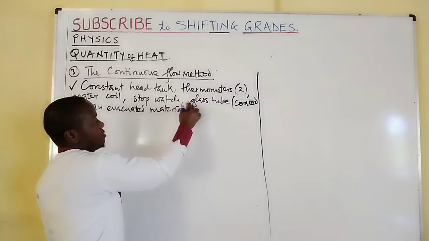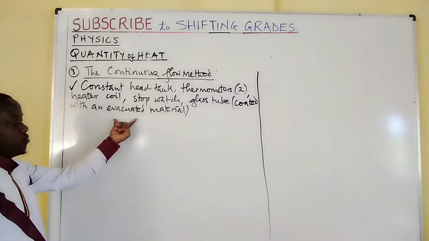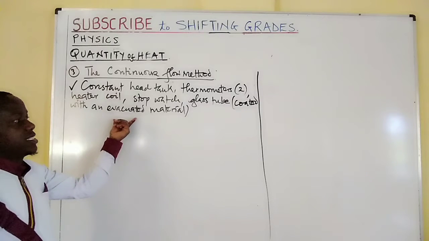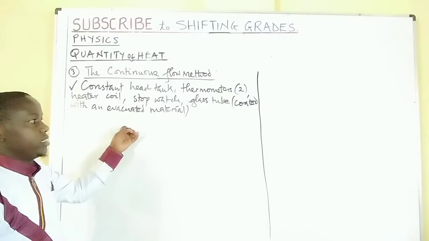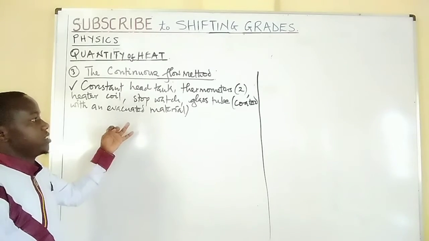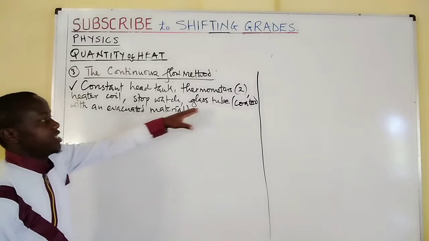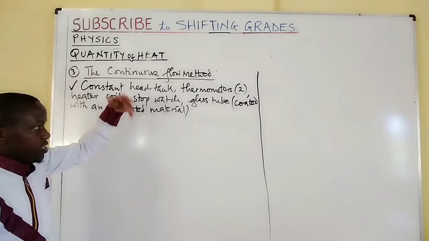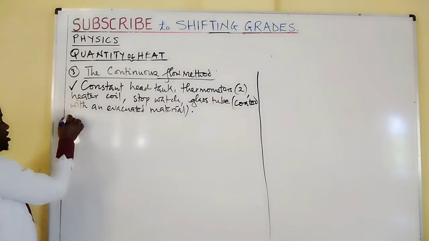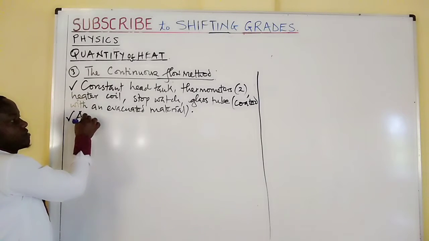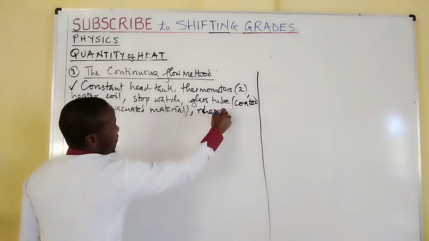When you hear evacuation, you know that that's an empty space or a vacuum. That means that loss will not be through conduction and convection. Therefore, we use an evacuated material to cover the glass tube so that we reduce heat losses to the surroundings. A rheostat is also important here. I've recorded it, a rheostat.